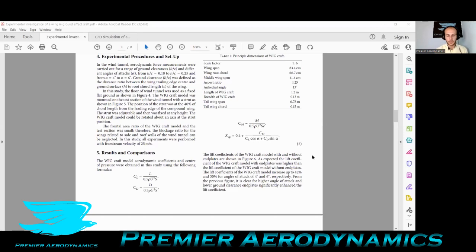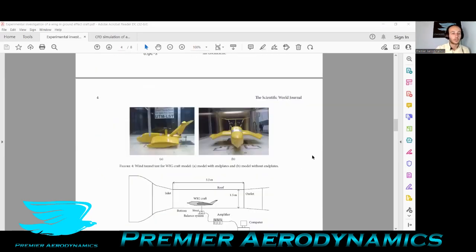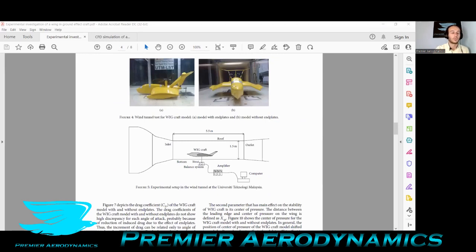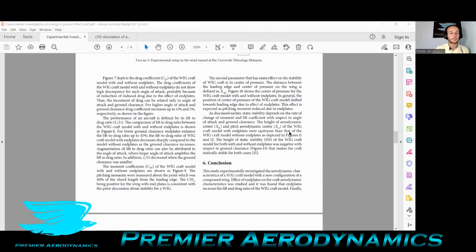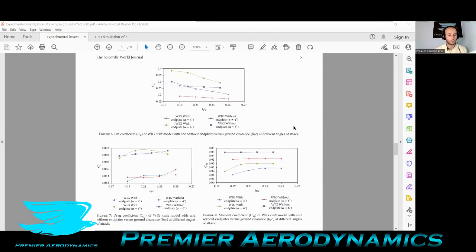The lift coefficients of the Werq craft model with and without end plates are shown in figure 6. So let's go to figure 6 here. This is just the aircraft in the wind tunnel, and it's quite a big wind tunnel. It's 1.5 meters tall and 5.5 meters long. And this is all the results here.